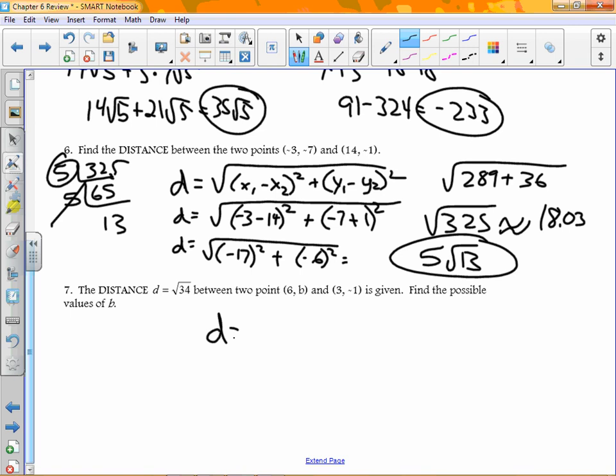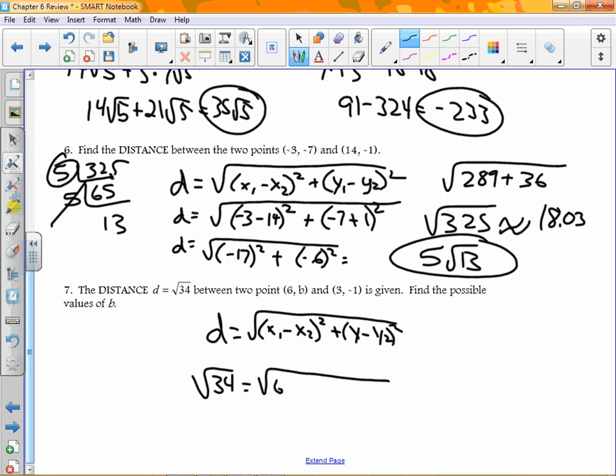Start out, d equals square root of x1 minus x2 squared plus y1 minus y2 squared. The same exact way, but this time, look what it says. This time it tells us d is the square root of 34. So I got to put the square root of 34 there. What I'm looking for in this problem is figuring out x1 minus x2 squared plus y1 minus y2 squared. So b plus 1 squared is right there.